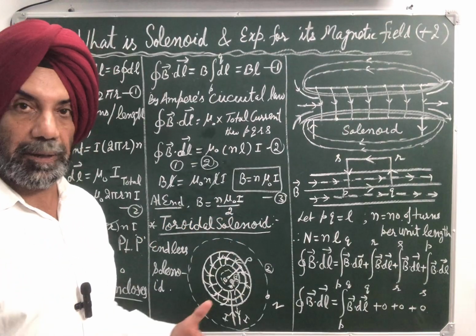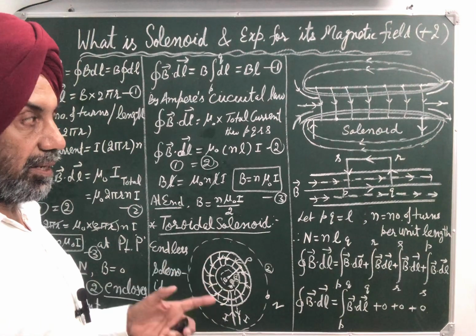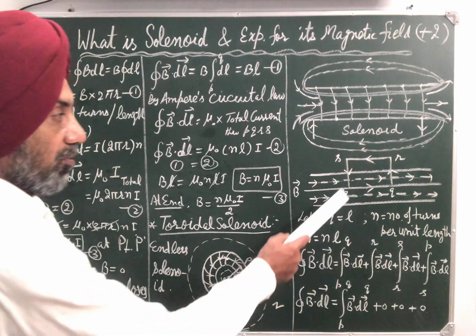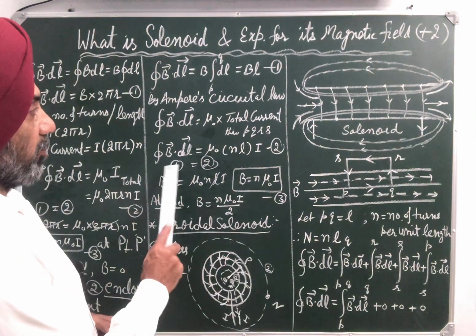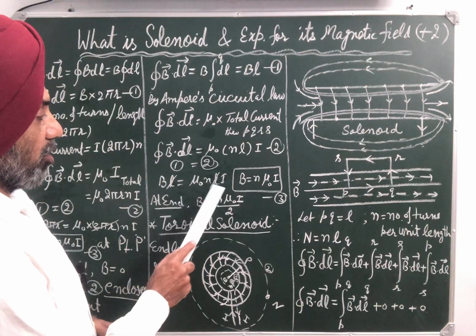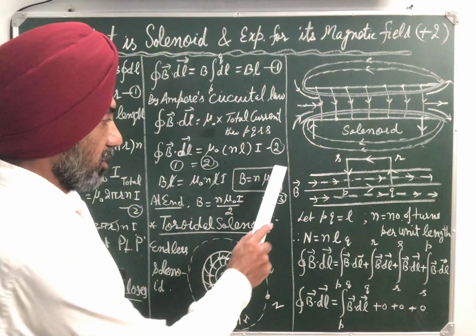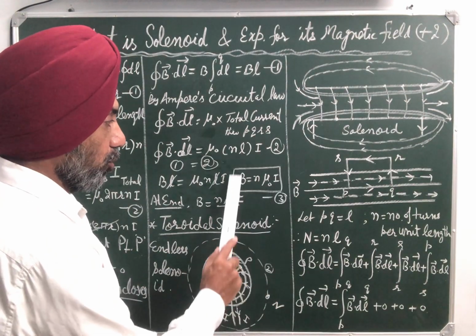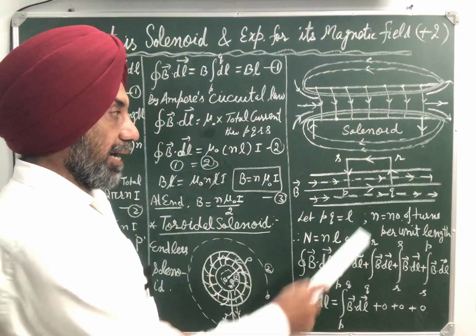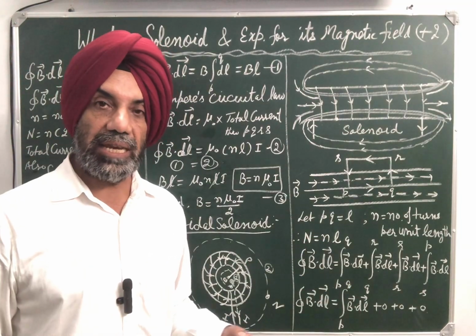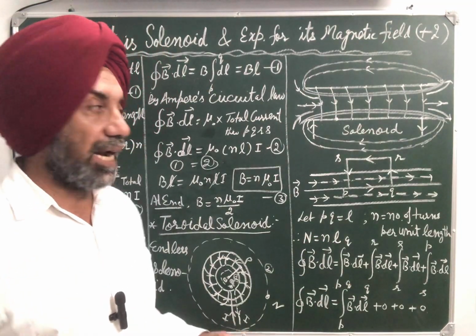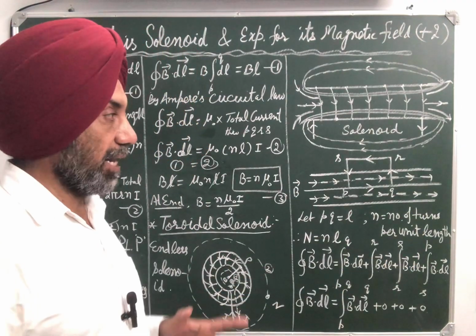We have to find total current, which is equal to current per turn into number of turns of length L of the solenoid. So comparing 1 and 2, BL is equal to N mu naught Li, L cancels, B is equal to N mu naught I. Which is the required expression for magnetic field due to a solenoid carrying current at a point on its axis which lies well within the solenoid, that is inside a long solenoid or at the center of a long solenoid.